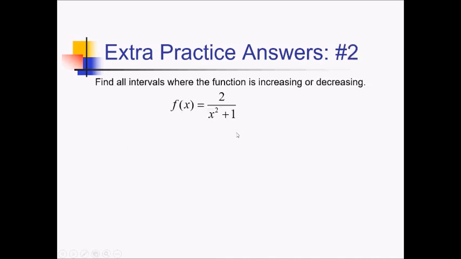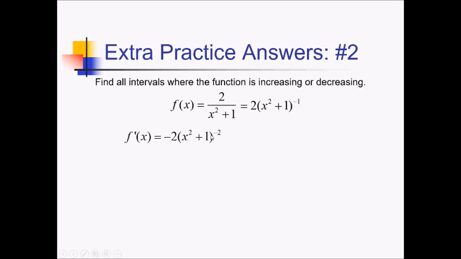On this one, we're trying to figure out where this function is increasing or decreasing. So let's start by getting some critical values. Before I can take the derivative, though, let me rewrite this as 2 times parentheses x squared plus 1 to the -1 power. And then I can just use the power rule with the chain rule instead of using the quotient rule. So this is going to be -2 times x squared plus 1 to the -2 power.